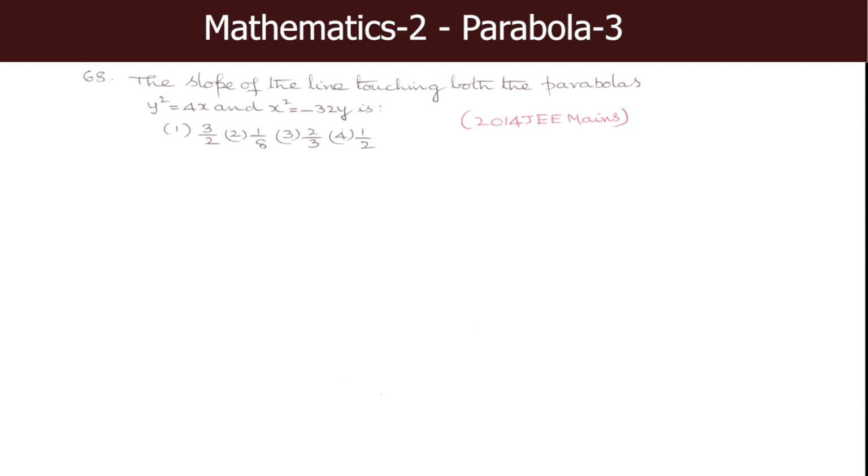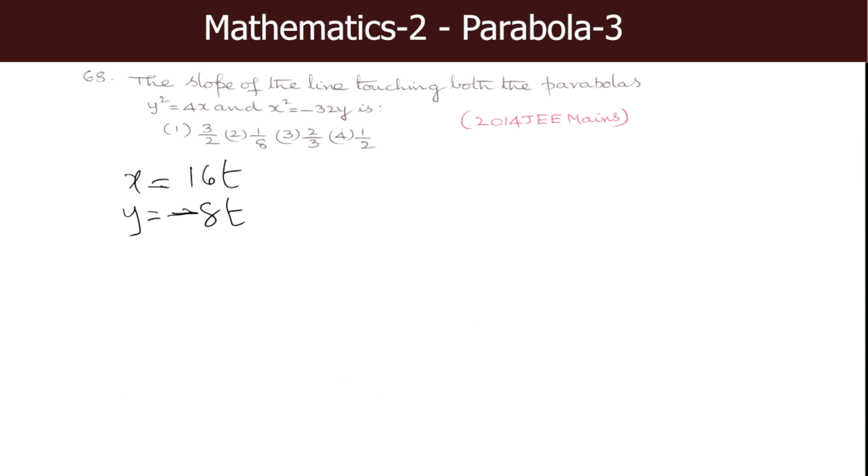68. The slope of the line touching both the parabolas y square equal to 4x and x square equal to minus 32y is, from 2014 JEE Mains. What is the slope of the straight line touching both the parabolas y square equal to 4x and x square equal to minus 32y? You know the condition for a line to be tangent to the parabola y square equal to 4x, but you do not know the condition for the line y equal to mx plus c to be tangent to the other parabola x square equal to minus 4ay. So, what are the parametric coordinates of this? x equal to 16t and y equal to minus 8t.